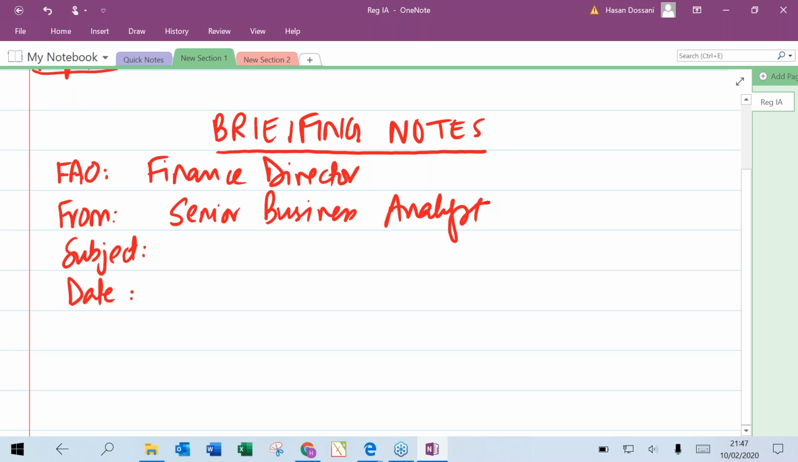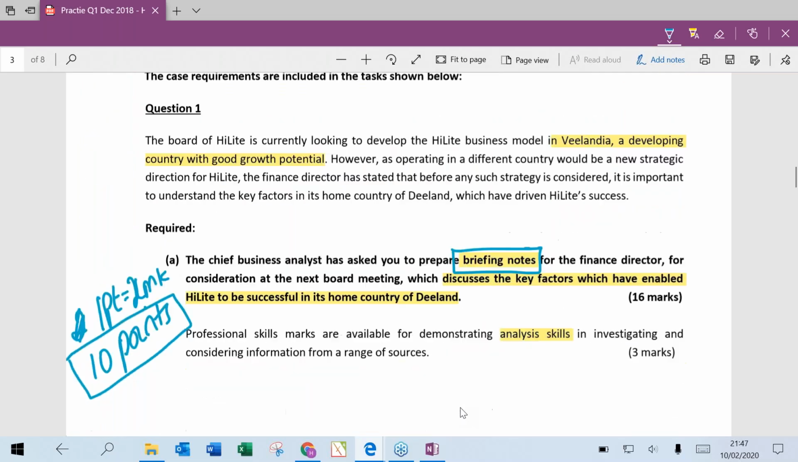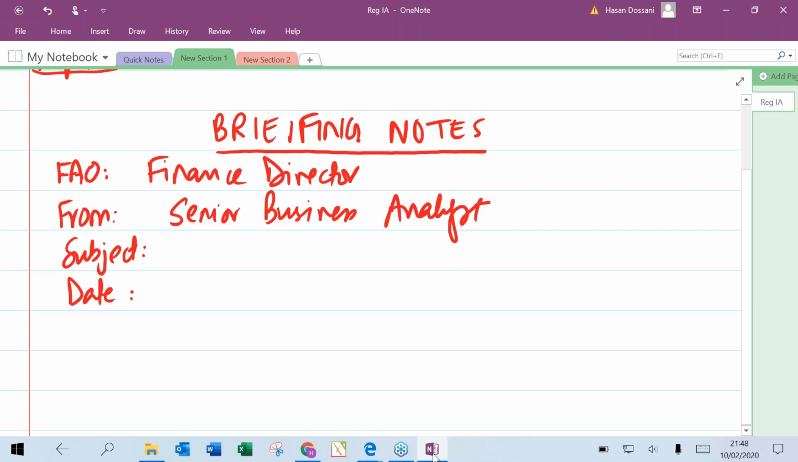Subject. Now, subject has to be very, very short, and you can pick the subject from the question itself. So let me go read the requirement. Prepare briefing notes which discusses the key factors which have enabled highlight to be successful. Can I say key success factors as short as possible?